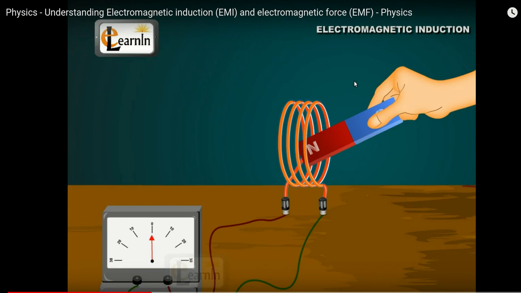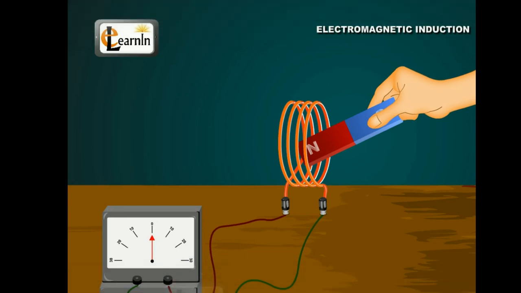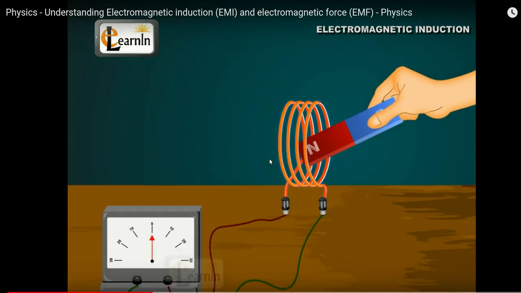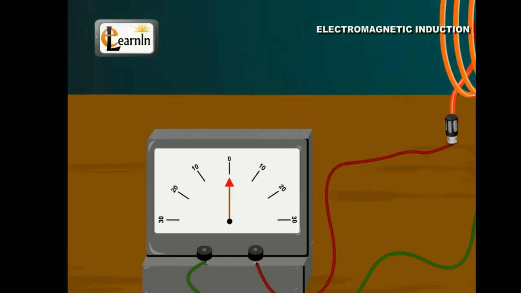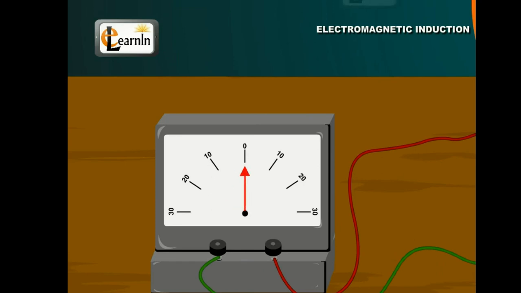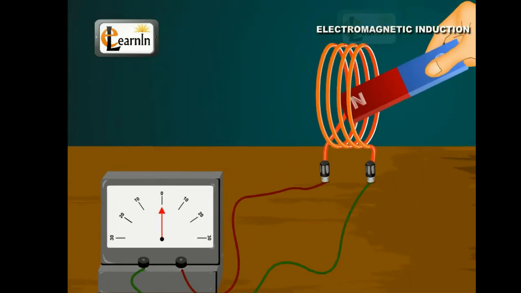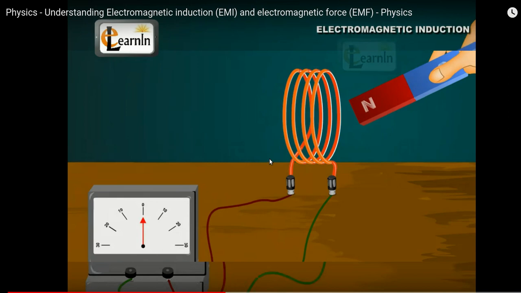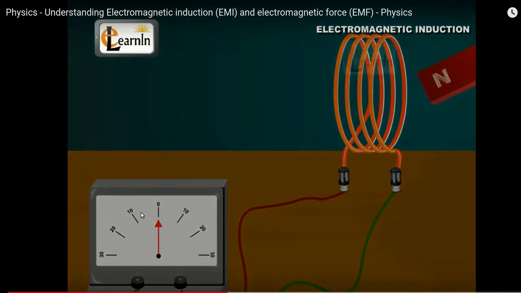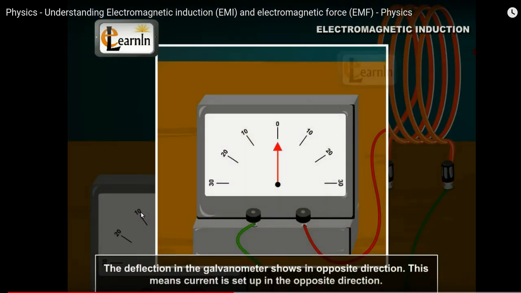As you can see, this person is bringing a magnet into the coil. And see, when he brought the magnet into the coil, there was some movement, and the galvanometer showed some deflection, right? This deflection means that there was a current which was induced. Now if he is moving it away, again there is a deflection that you can see over here, and that means there was again a current induced.